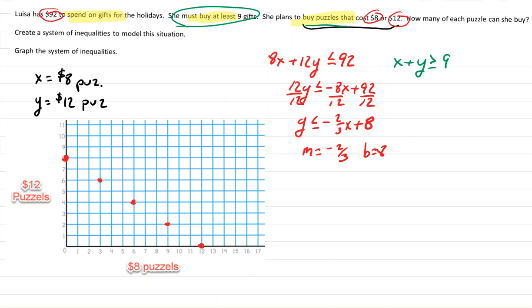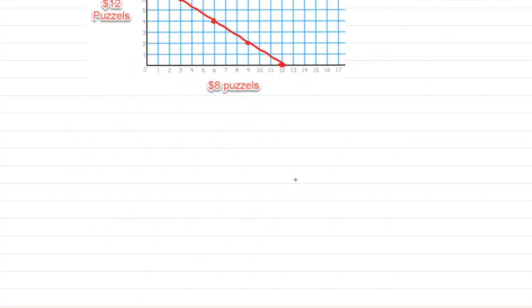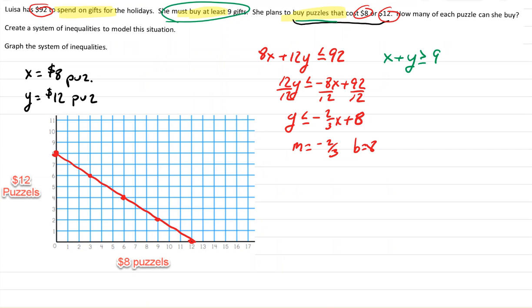By the way, while I'm drawing the line, did you notice there's no negative values? Since there's no way to buy negative puzzles. Therefore, I don't need arrows on both sides of my line. All right, now we need to check our half plane.